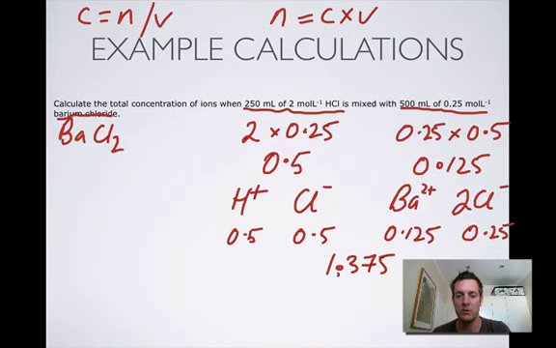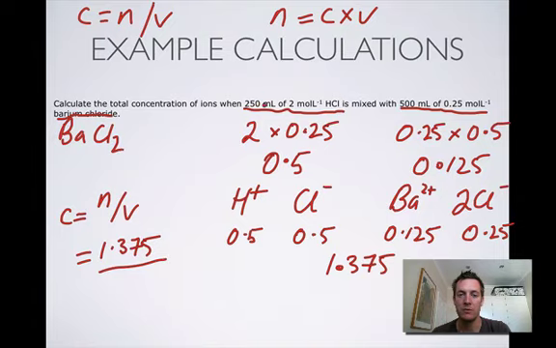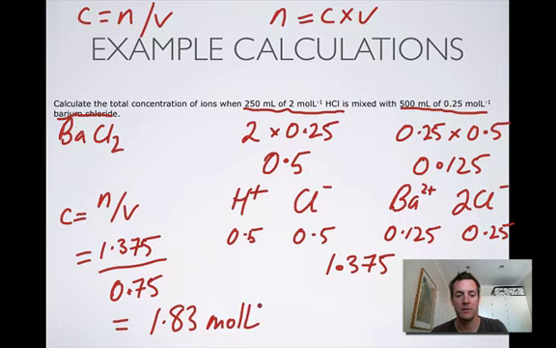Add all these numbers together, and we've got 1.375 moles. That's the total number of moles of ions. Remembering that the concentration is N on V, we can now say that that is 1.375 divided by the volume, which is 250 plus 500, so 0.75. Let's just quickly plug those numbers into the calculator, see what they are. 1.375 divided by 0.75, and that's 1.83 moles per litre.